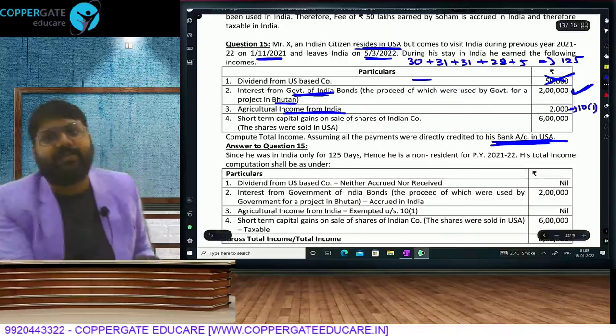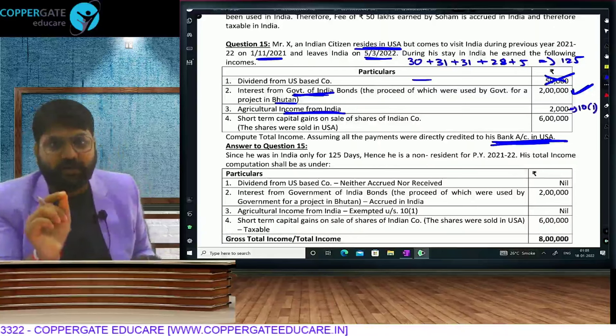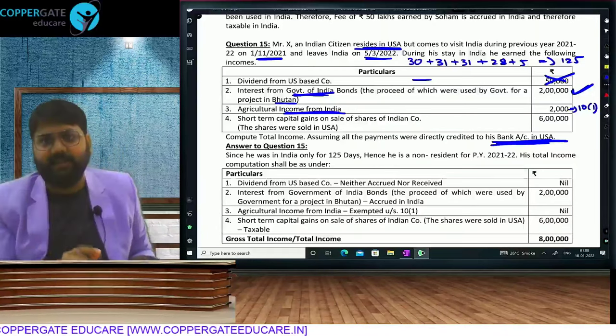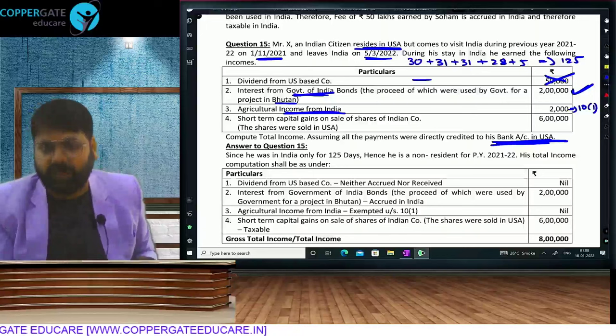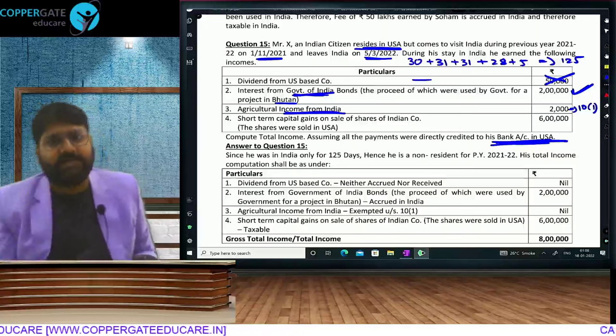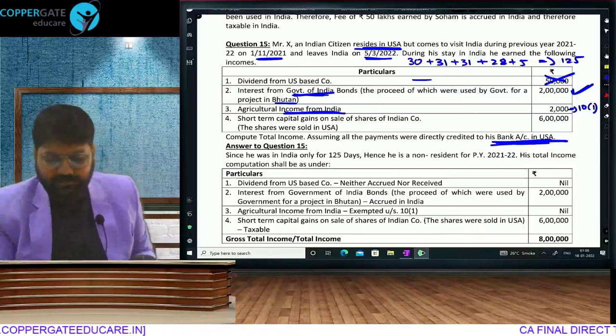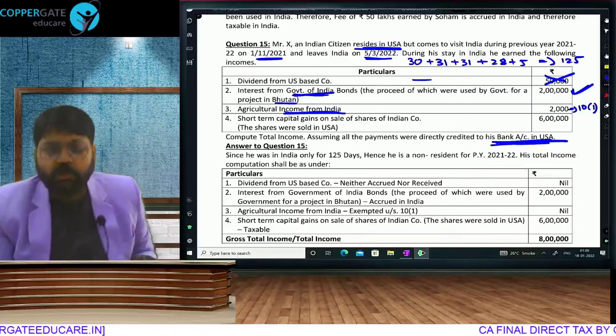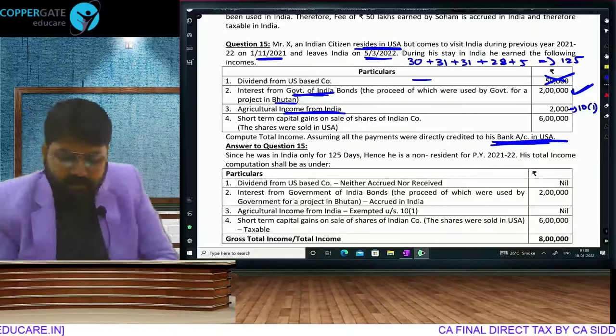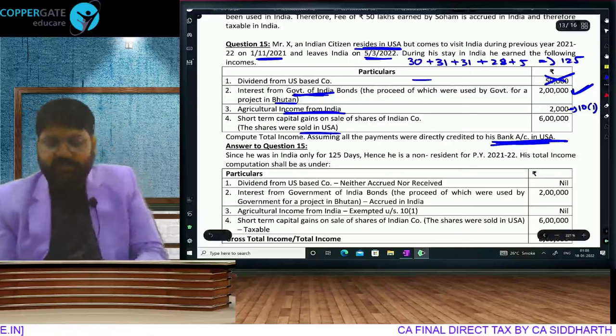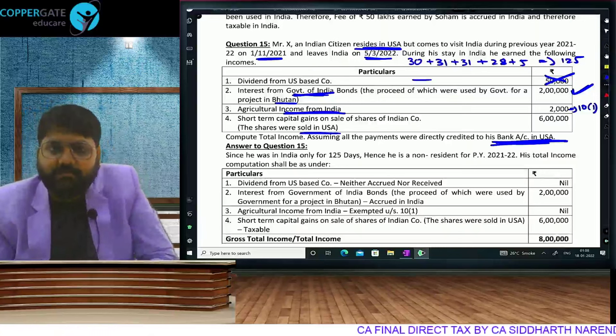At least I have told you section 10 before. Section number I have quoted in class before. Agriculture income is exempt, and therefore we will not take it. It is Indian income, but because it is exempt in some other chapter, we will not be taking it. And last income, short-term capital gain on sale of shares of Indian company, but you sold in USA. Indian income or foreign income?